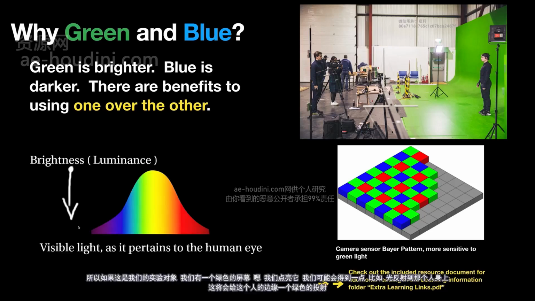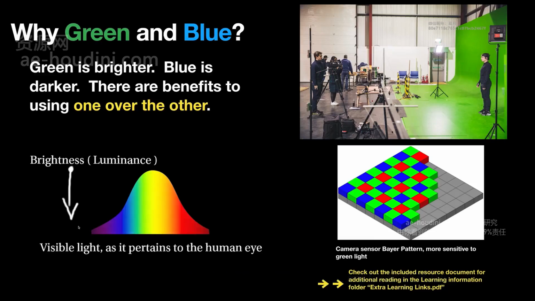So if this is our subject over here and we have a green screen and we're lighting it, we might get a little bit of light reflecting back up onto that person, which is going to give the person a green cast around the edges. And because green is brighter, that light is going to have more energy and be more visible to us and the sensor. So we're going to get more green spill.